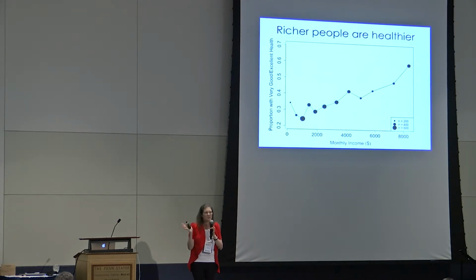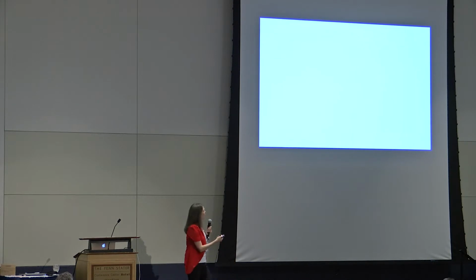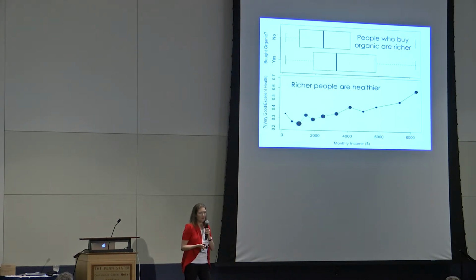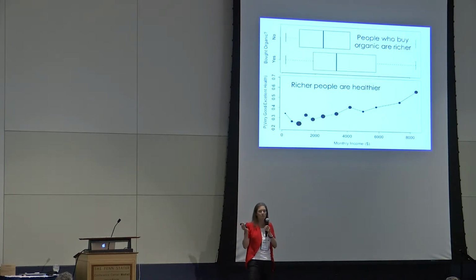So nothing new here so far, but I think, at least for me, the magic really happens when we put these two together. So people who buy organic are richer, and richer people are healthier. Therefore, it should be no surprise that if you take a group of people who are richer, shift them over here on the income axis, of course they're going to be healthier, even if organic has no benefits whatsoever, just by virtue of this baseline difference in income.